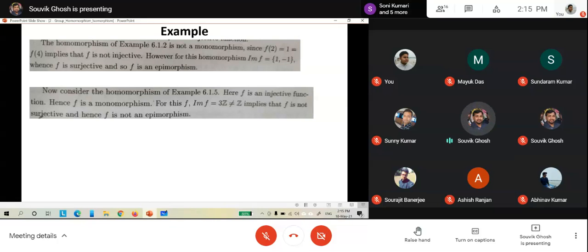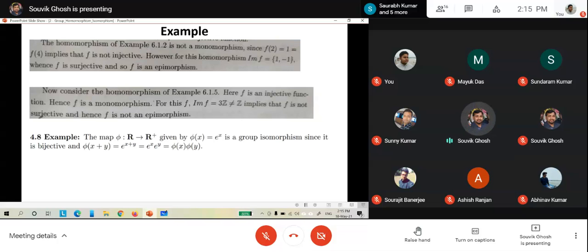Similarly, we had another example, that is f of z is equal to 3z. We are defining the function from Z to Z, and we have defined earlier that this is a homomorphism, and this is not an epimorphism, but this is a monomorphism.